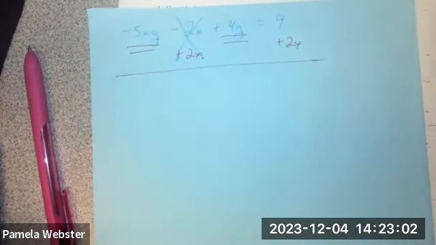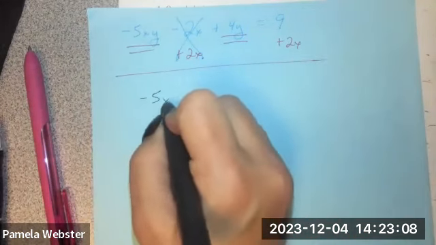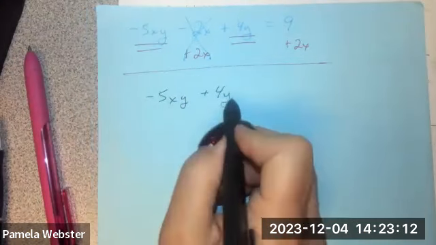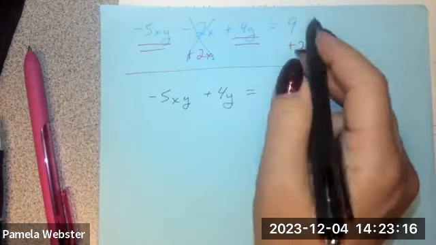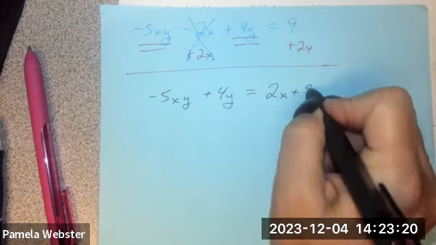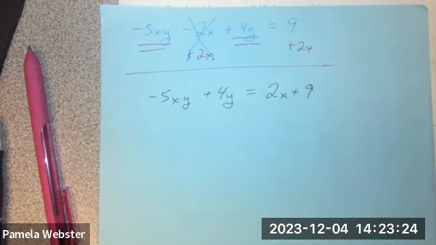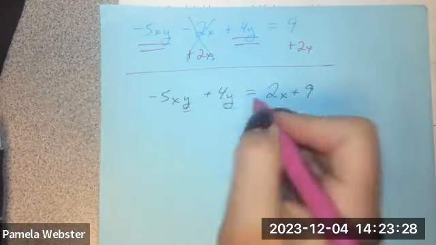Running out of space here. So what I've got on the left-hand side is negative 5xy plus 4y. Notice that both of those terms have y's in them. That's good. That's what I want. And on the right-hand side, equals, I'm going to put the x first, 2x plus 9, because we usually write it in descending order if we can. All right. Look here. They both have a y in common.